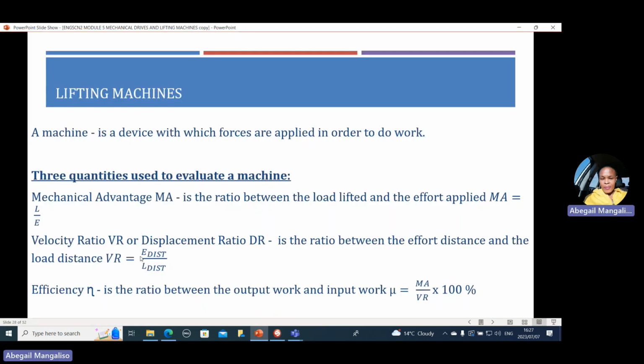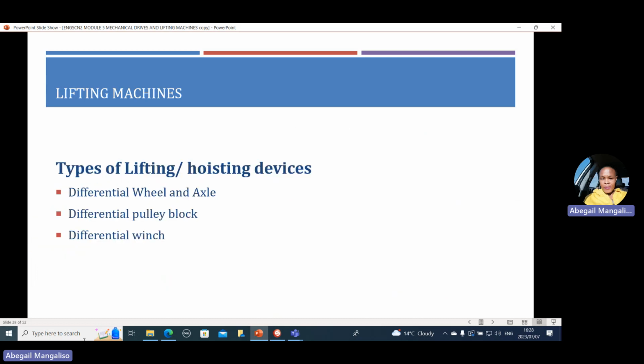To evaluate the performance of any machine, you need these 3 quantities. You calculate the mechanical advantage of that particular machine, its velocity ratio, and the efficiency of the machine. Next, we have the specific machines that have specific formulas.